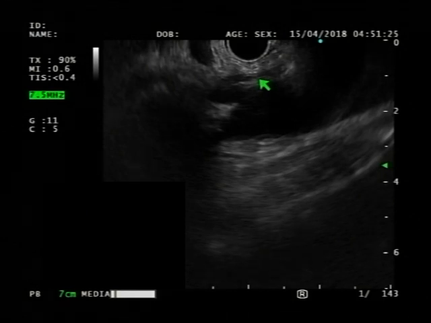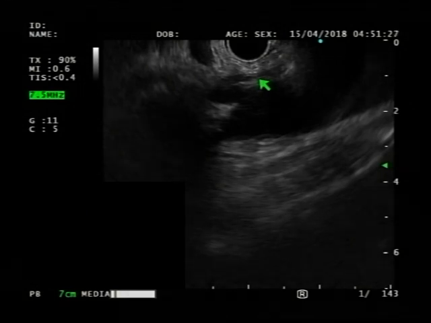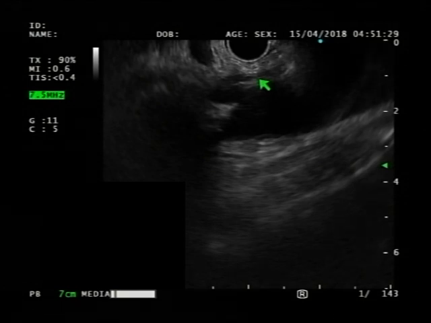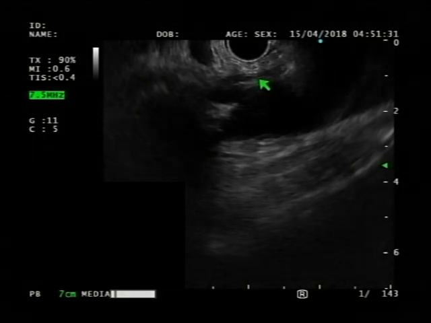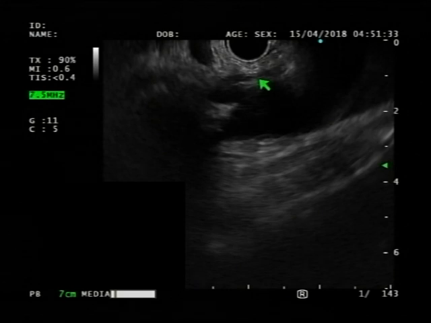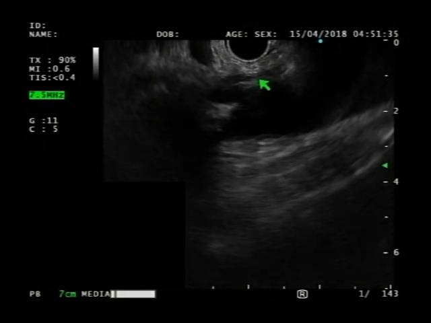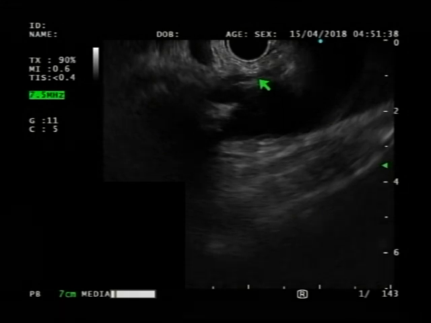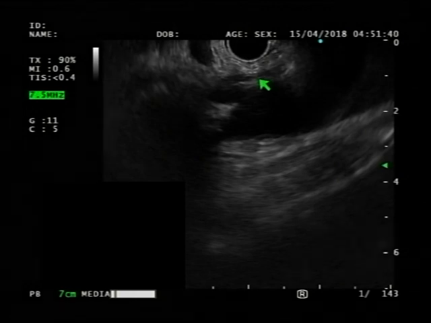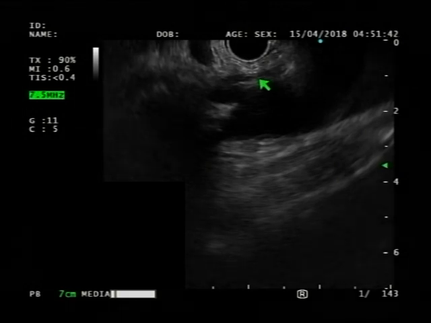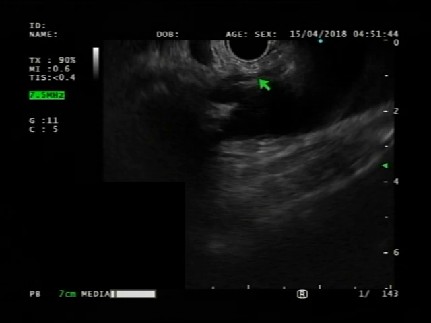If you go clockwise, you're going to come towards the patient's left. So you'll see spleen, adrenal, and left kidney. If you go counterclockwise, you will go towards the liver and pancreatic body, head, neck. Can you ask how the EUS view is now?